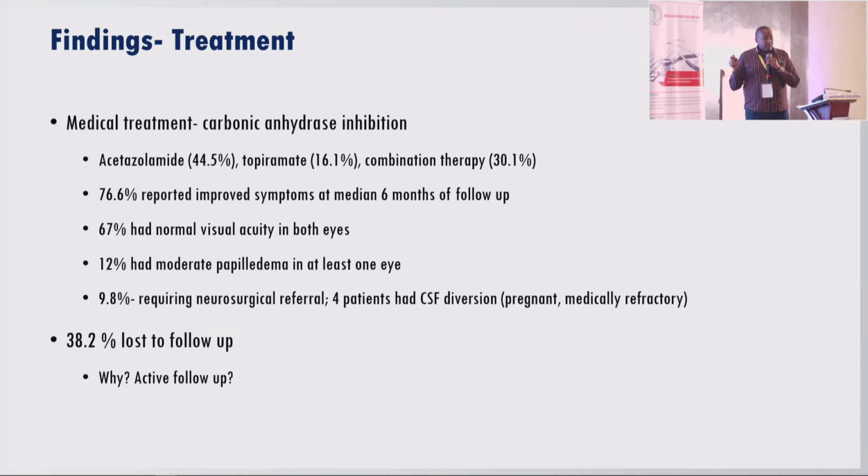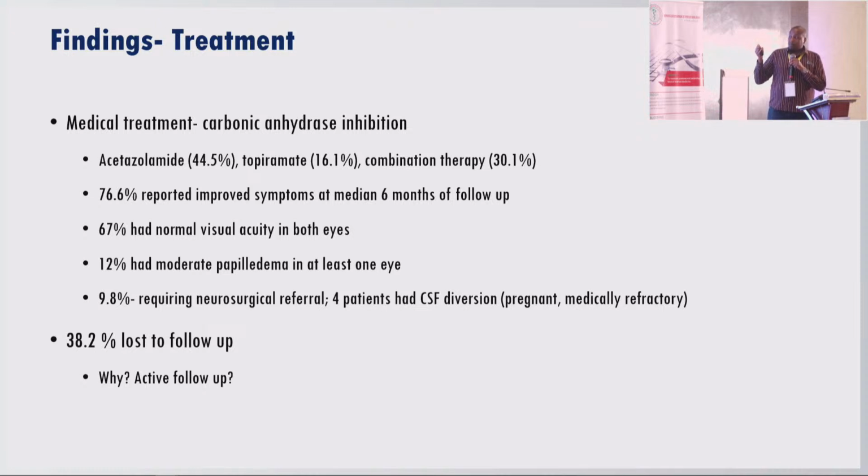It's a weak carbonic anhydrase inhibitor, and it also has the benefit of weight loss, which has a big role in IIH management. However, even in the best of centers, there's no head-to-head trial, because if you put the patient on the wrong treatment, they'll go blind. So most of the patients, 76.6%, reported improved symptoms, that's the headache and the visual symptoms, at 6 months of follow-up.